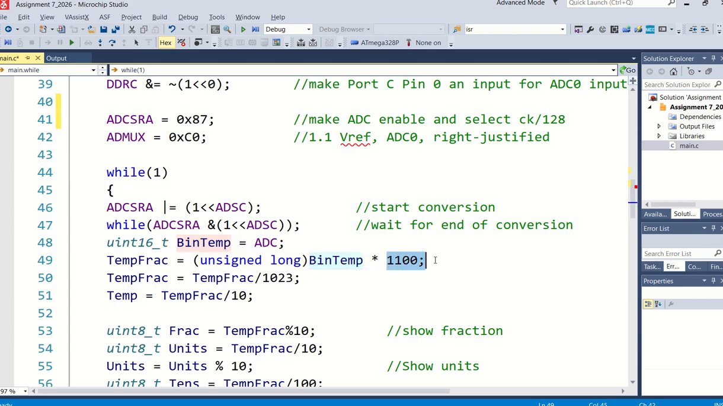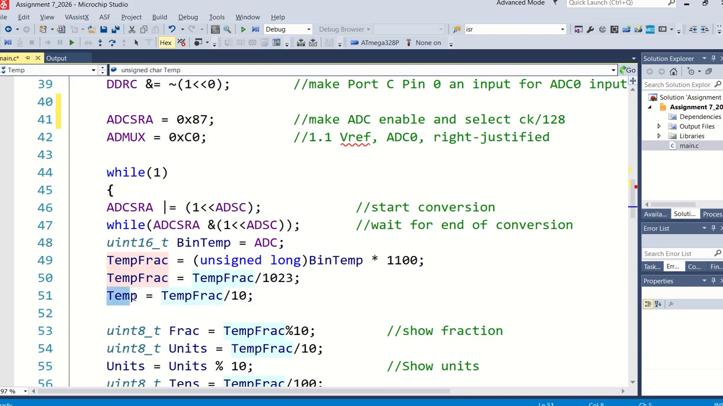And this is why, because I want to bring in the fraction, I'm going to multiply it by 10 more than what we normally would do. So if we get to a temperature of 110 degrees Celsius, I will actually get 1100 sitting in temp frac. So temp frac will contain a value of 1100.